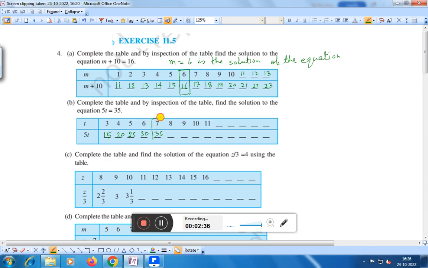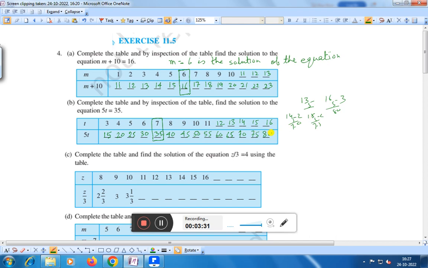Here you see, this is the solution. 5 sevens are 35 and 5 eights are 40, 5 nines are 45, 5 tens are 50, 5 elevens are 55, 5 twelves are 60, then 13 into 5 is 65, 14 into 5 is 70, 15 into 5 is 75, and 16 into 5 is 80.